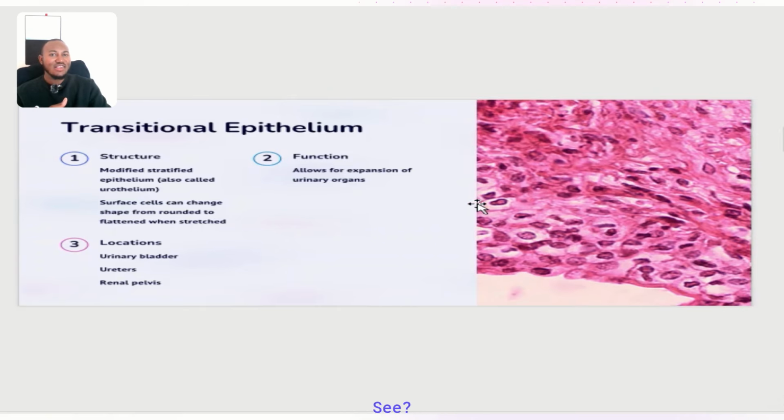See how flat it is? It actually resembles what? Squamous. I need you to remember that. It resembles squamous. All right? And also it's stratified, always. Remember. So it resembles stratified squamous, not just simple squamous.